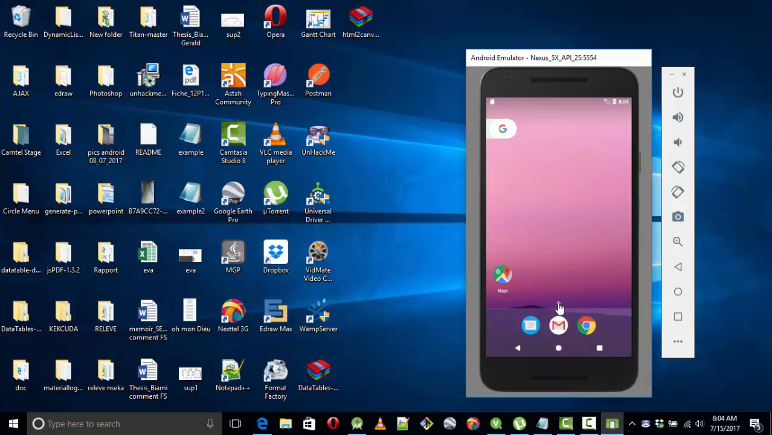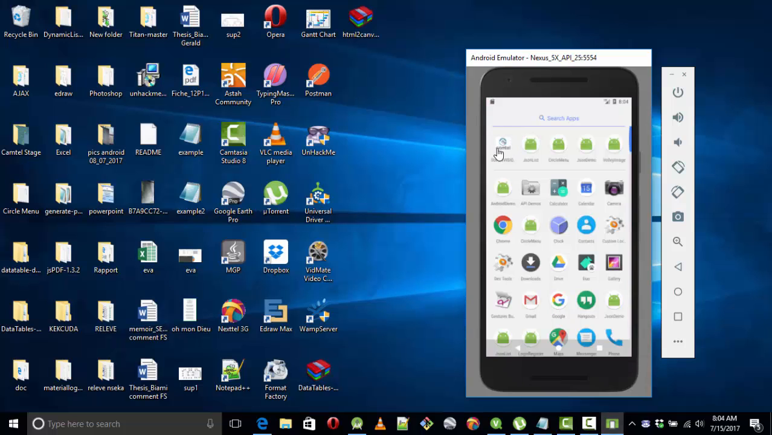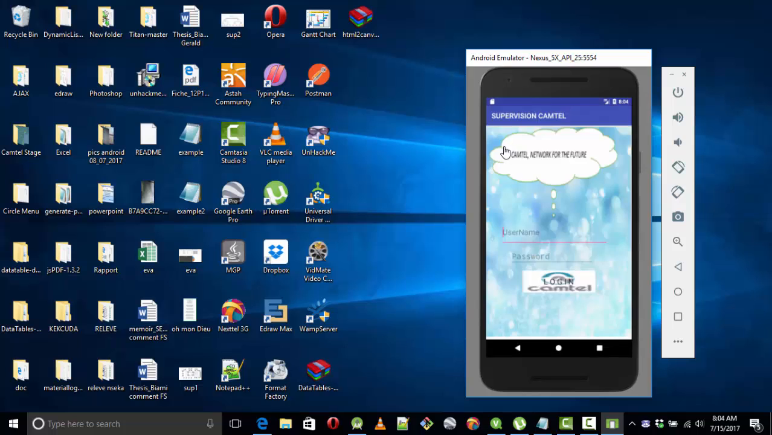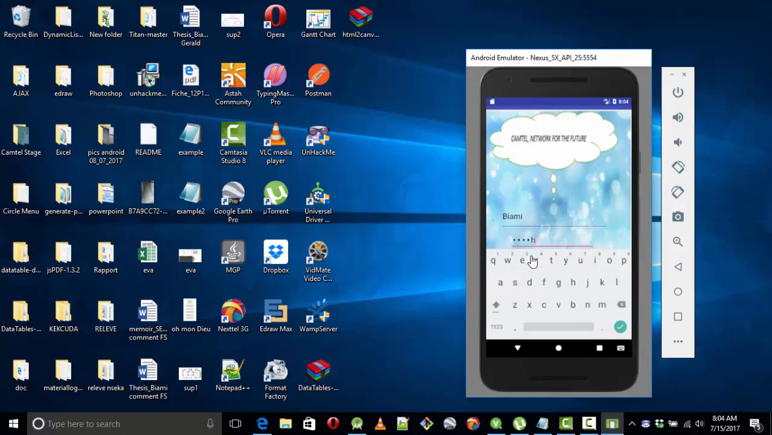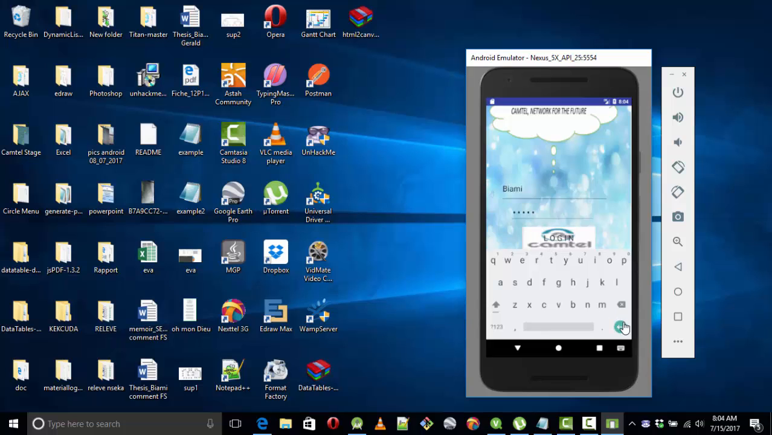Now the Android module. The Android module is running on the emulator, Android Studio emulator. You enter your username and your password, same as the one you entered with your web module. If it's different, it means you have not been logged in by the administrator. If you don't have an account, then you're not going to get into this module.